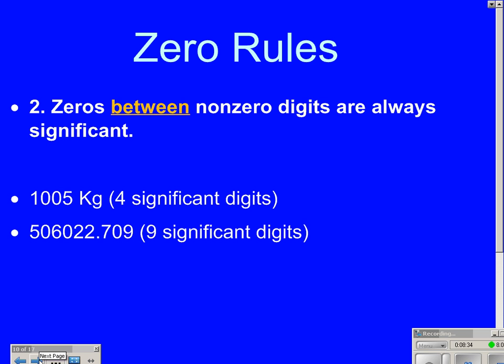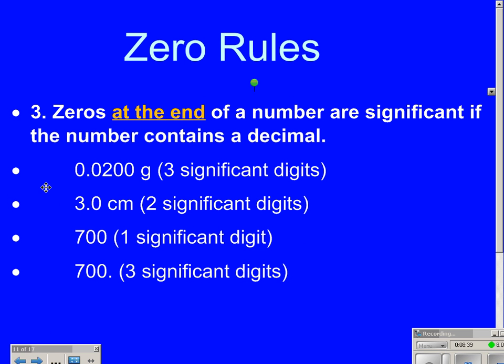Let's move on to our third and final zero rule. Zeros at the end of a number are significant if the number contains a decimal. If there's no decimal, zeros at the end do not count. So here we have zeros at the beginning. Remember our first rule, zeros at the beginning, never significant. Here's our first significant digit, a 2. We've got 2 zeros at the end. So we look back, we have a decimal, so these count. So we've got 1, 2, 3 significant digits.